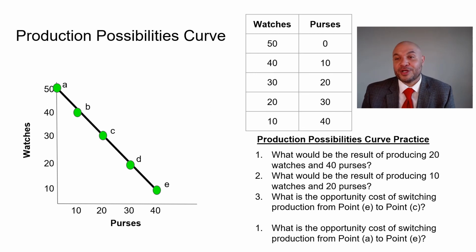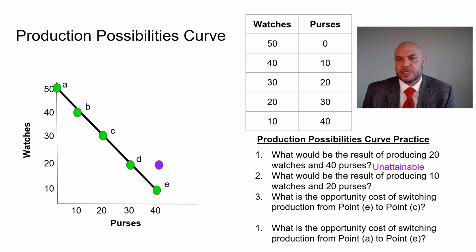All right, so now I'm going to go over the answers. Number 1, what would be the result of producing 20 watches and 40 purses? That is an unattainable point. If you notice the purple dot, it's outside of the production possibilities curve. So that means that we cannot get there right now with our given resources.